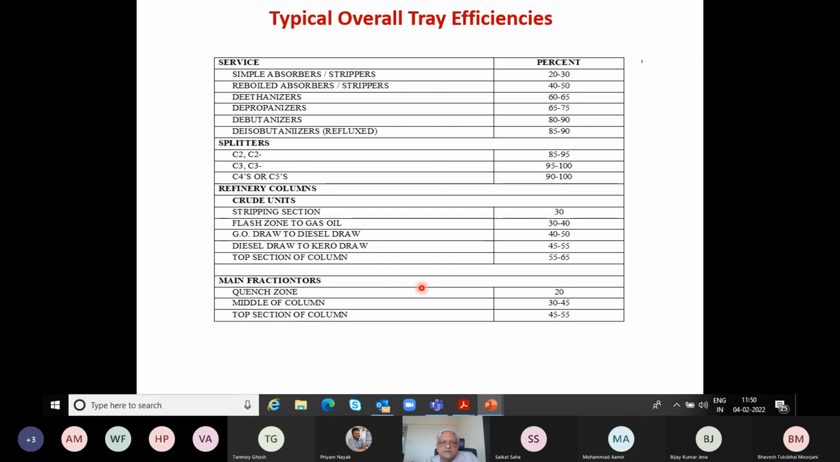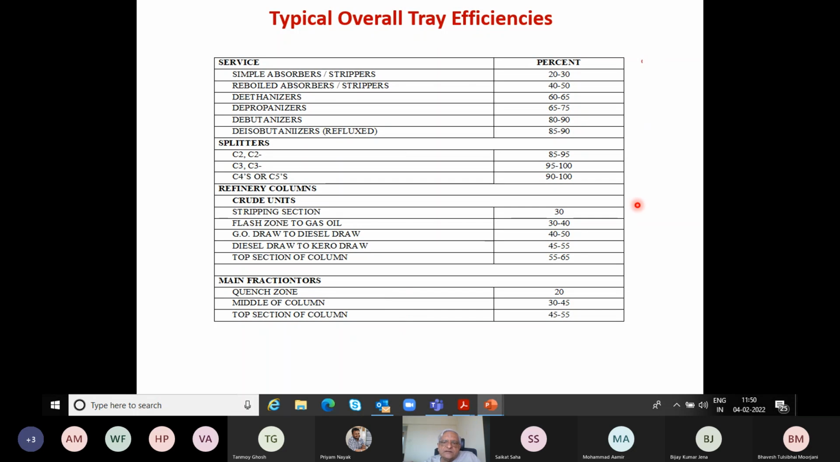And this table gives you the typical efficiencies. I think this table is very good, and it will be very important for you to refer to in your future career as well, because these numbers are pretty good thumb rule numbers if you're doing an initial design of these columns. So these are the various kinds of columns that we use in refineries.